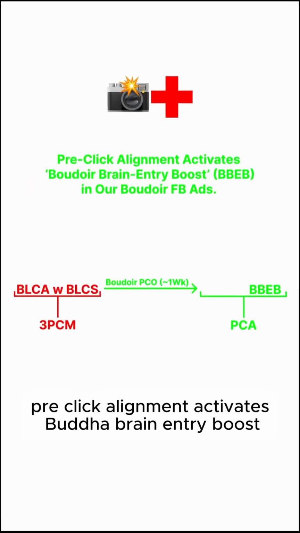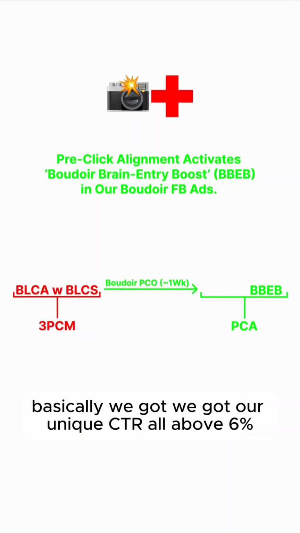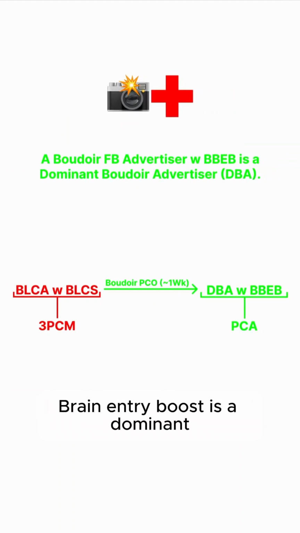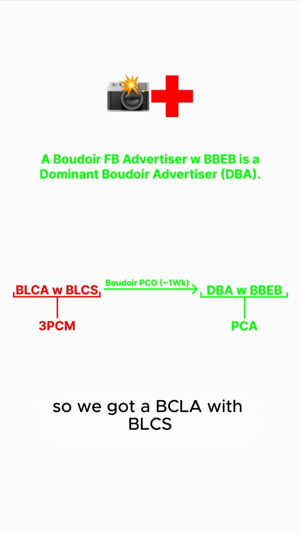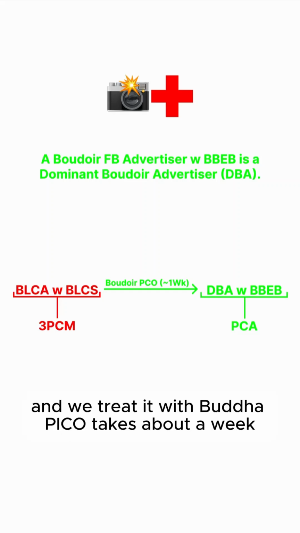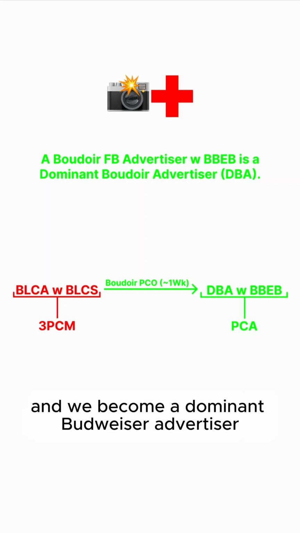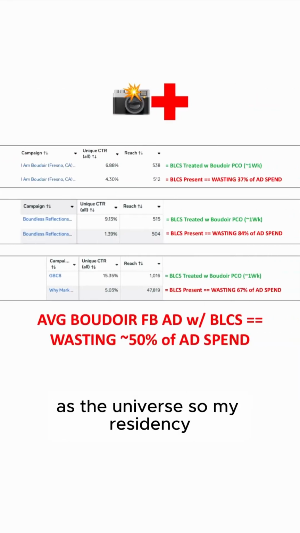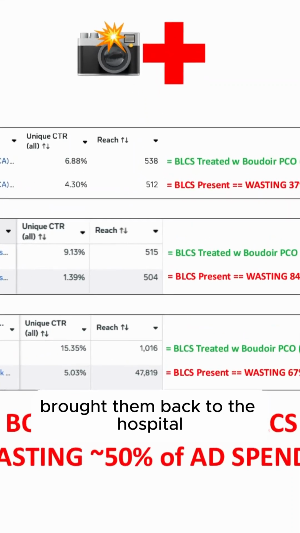So we get rid of the 3 pre-click mistakes, we achieve pre-click alignment. Now, pre-click alignment activates Boudoir brain entry boost in our Boudoir Facebook ads. Basically, we've got our unique CTR above 6%. And a Boudoir Facebook advertiser with Boudoir brain entry boost is a dominant Boudoir advertiser, a DBA. This is our full universe here. So we've got a BLCA with BLCS, caused by the 3 pre-click mistakes, and we treat it with Boudoir Pico, which takes about a week. We achieve pre-click alignment, and we become a dominant Boudoir advertiser with Boudoir brain entry boost. That's the universe.